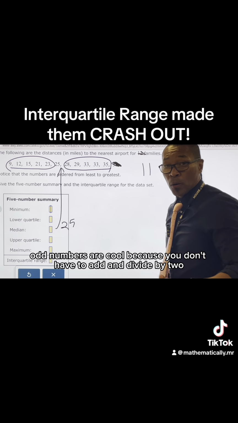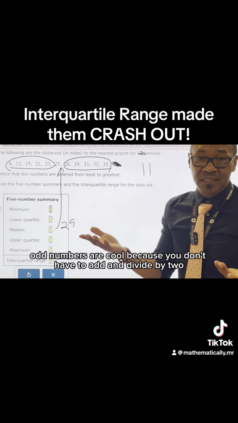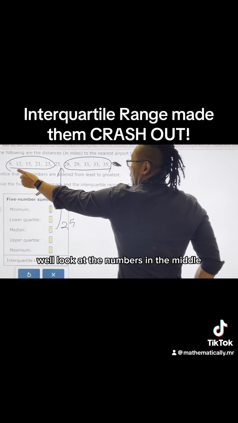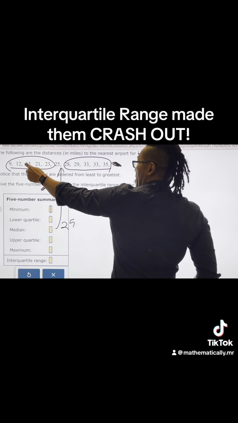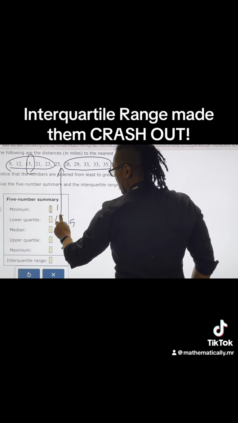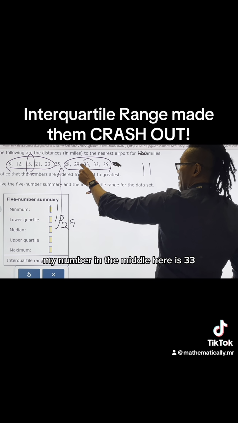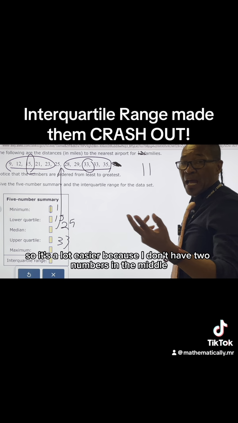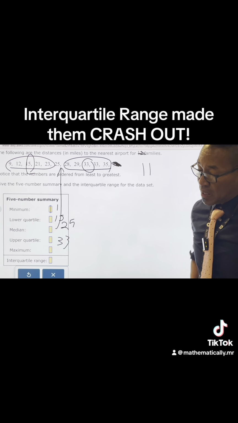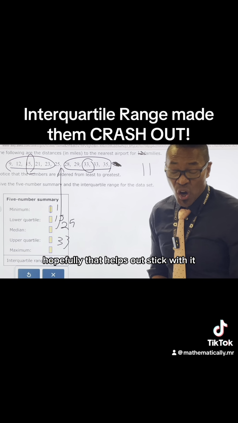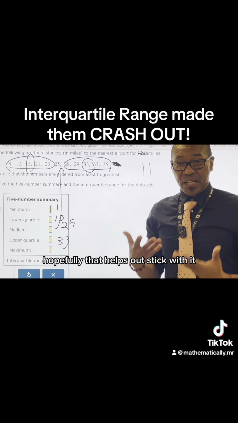Odd numbers are cool because you don't have to add and divide by 2. Because here in my lower quartile, well, look at the numbers in the middle. That is 15. My number in the middle here is 33. So it's a lot easier because I don't have 2 numbers in the middle. That is our assignment. We're going to pick up that tomorrow. Hopefully that helps out.